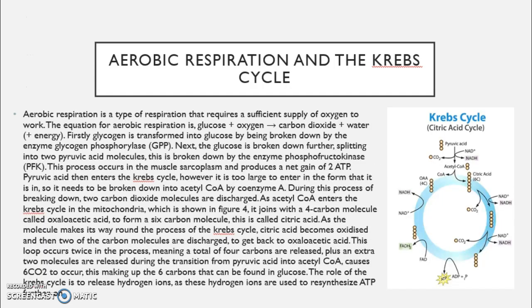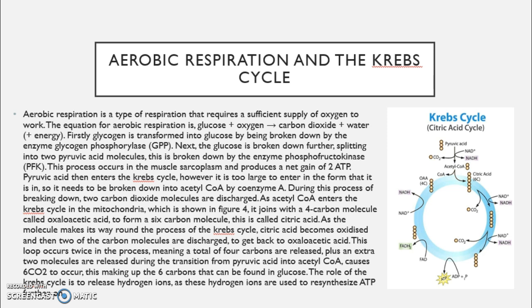Moving on, we've got aerobic respiration and the Krebs cycle. Aerobic respiration is a type of respiration that requires a supply of oxygen to work. The equation for aerobic respiration is glucose plus oxygen gives carbon dioxide and water, and I've put in brackets, plus energy.